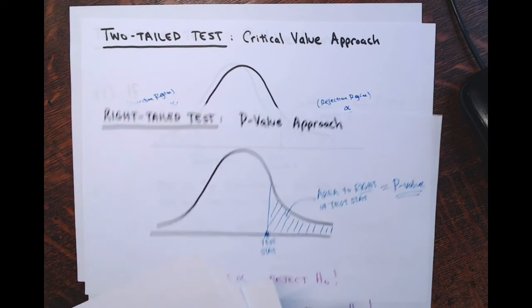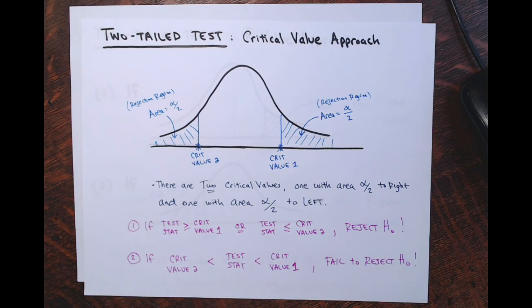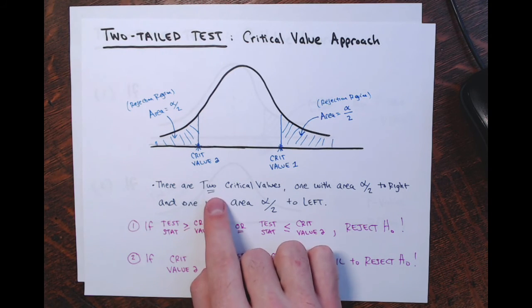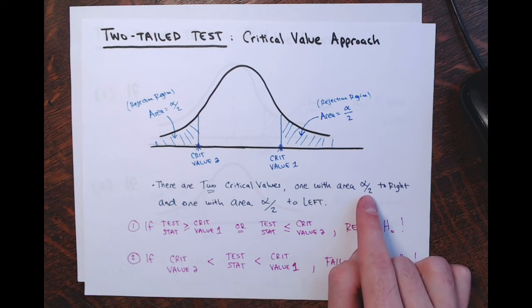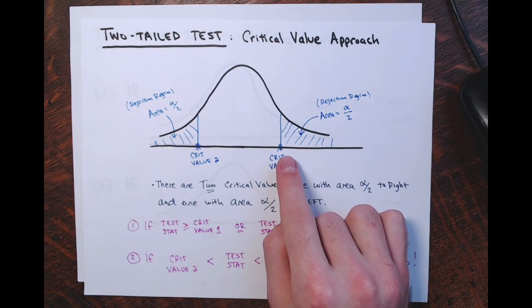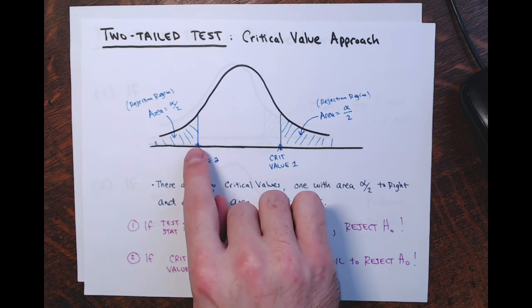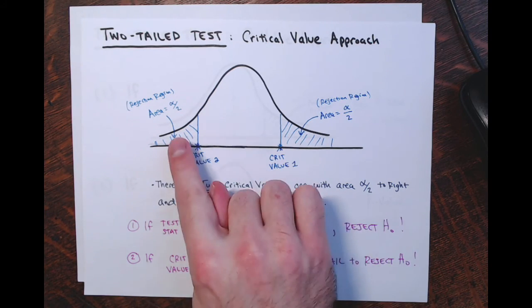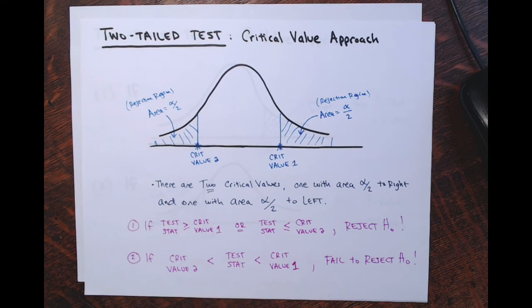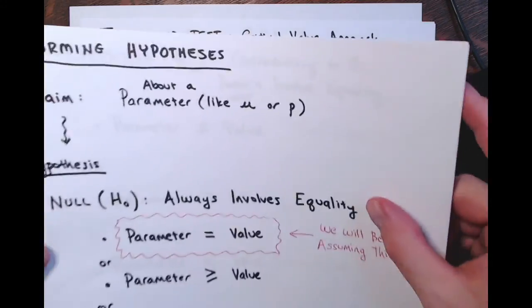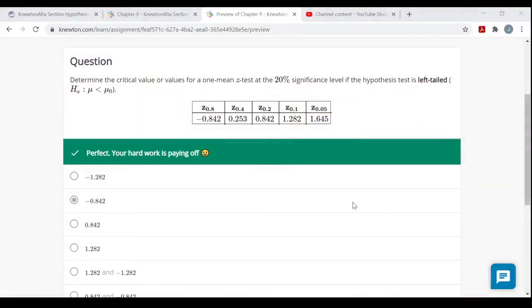And then for a two-tailed test, you cut the rejection region into two equal halves. You're going to have two critical values: one with an area of half of alpha to the right, this critical value 1 I called, and the other with an area of half of alpha to the left. That way the total area of the rejection regions is alpha. So you've got two of them for a two-tailed test. Hopefully that refreshes your memory. I brought that up before in a previous video.